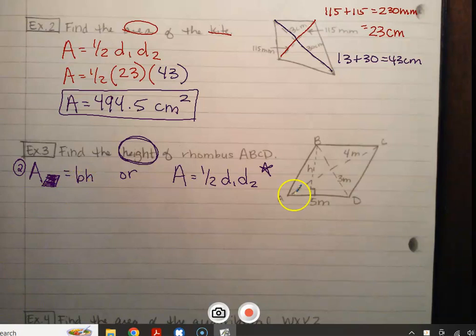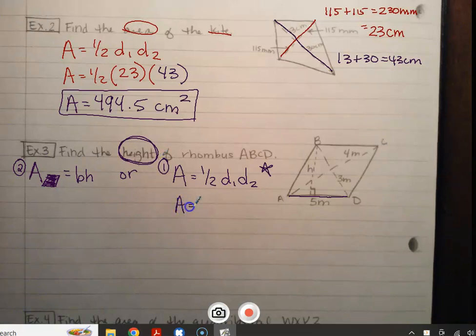We have the base length down here, so we could plug it into the formula and solve for the height. So that might seem a little wonky, but we're going to do this one first, find the area of the rhombus, and then work backwards and find the height, okay? Because we're going to use the information that we know.